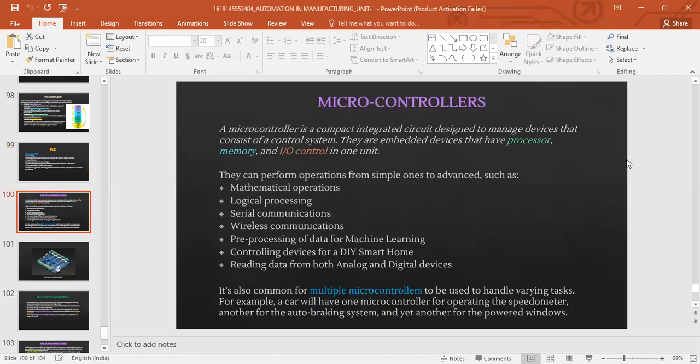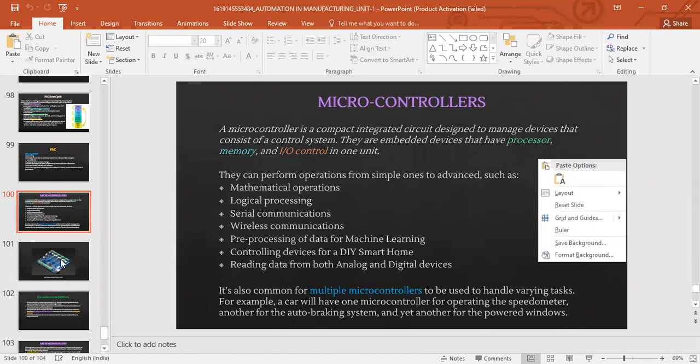You see, as for microcontrollers, it's a compact integrated circuit designed to manage devices that consist of a control system. They're embedded devices that have processor, memory, and input output control in one unit. So in essence, we can say microcontrollers serve the same purpose as a PLC. Okay, a microcontroller is a compact integrated circuit designed to manage. It's a circuit, right?